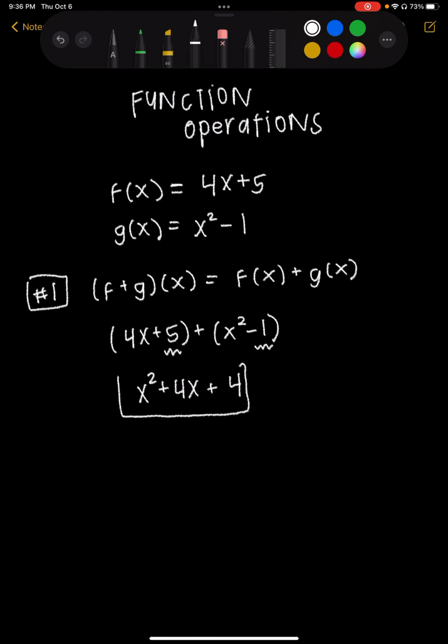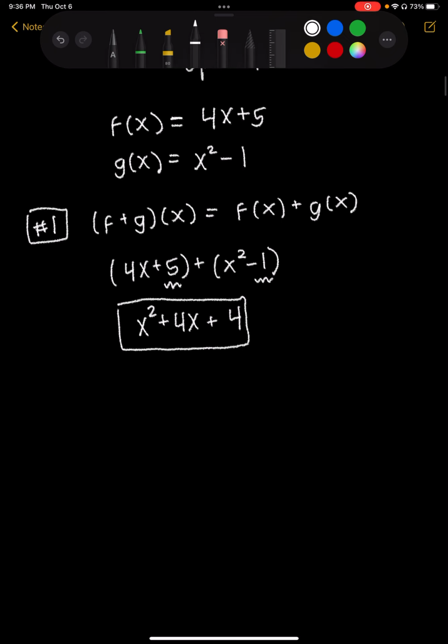Notice that I put the x squared first and then the 4x and then the 4. That's what's called standard form. Standard form is when you have the highest exponent first and then it drops exponents as you go until you have the lowest exponent last. All of your answers should be in standard form just because it's prettier, but it doesn't necessarily matter too much. Okay, let's go through another example.